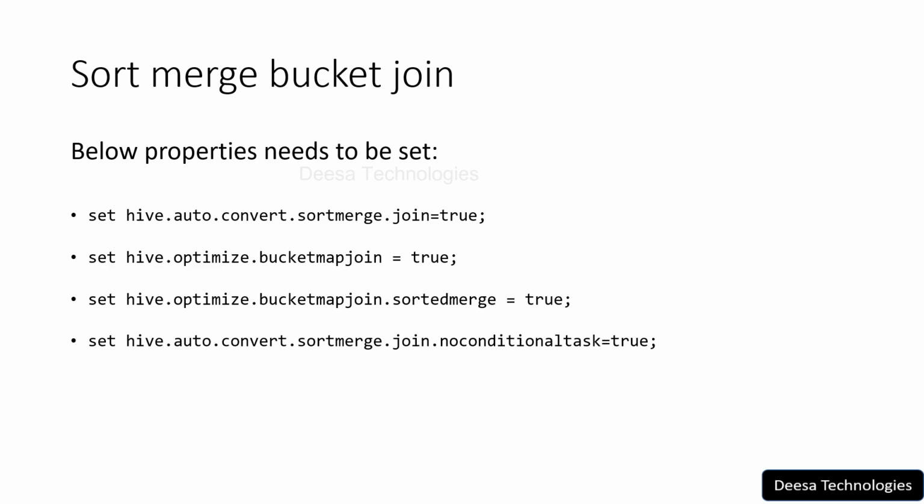The next join is the sort merge bucket join, and this is very similar to the bucket join we have seen. There's only one difference. In bucket map join, the data is not sorted before you join. If you want to first sort the data and then do the join, which is a good practice in general, then you use a sort merge bucket join. That's the only difference between the sort merge bucket join and the bucket map join. And of course there are some additional properties we need to set. These are the 4 properties that we need to set to make sure that we have a sort merge bucket map join.